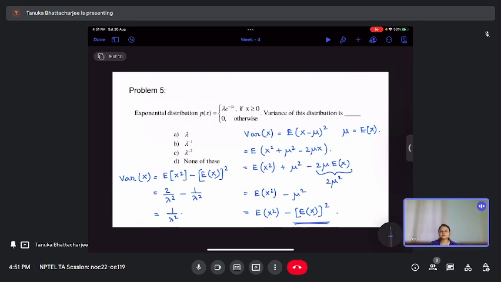So, we have computed the mean as well as the variance for this particular distribution, which is the exponential distribution. You can similarly compute the mean and variance for any other distribution. Okay, so these were the problems for today. If you have any questions, you can ask in the chat box.